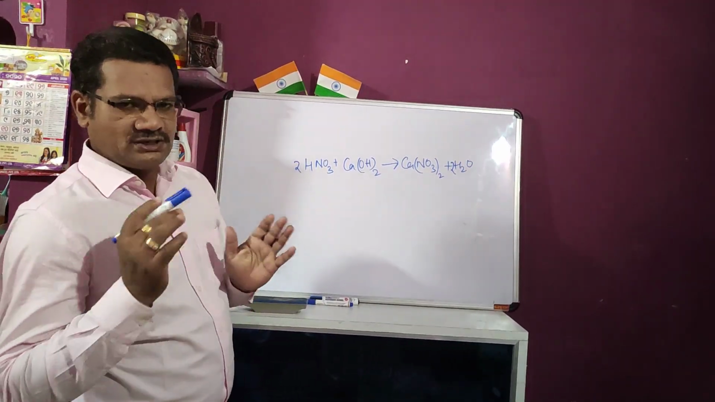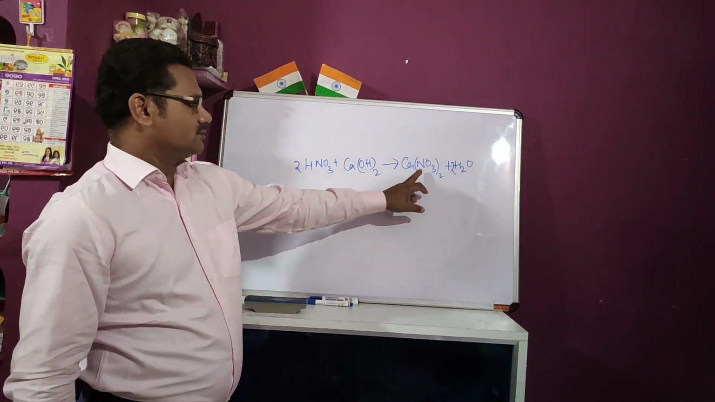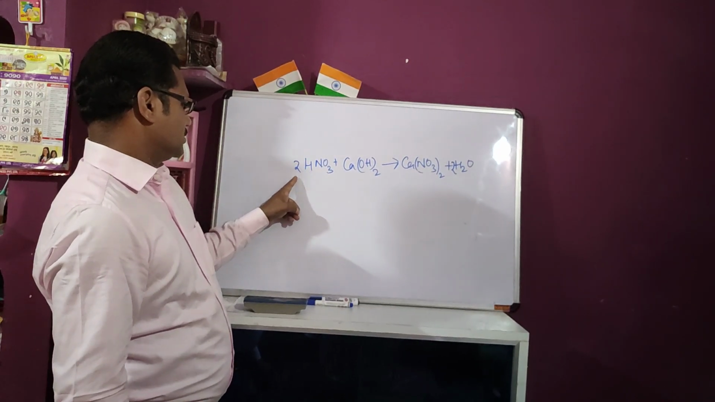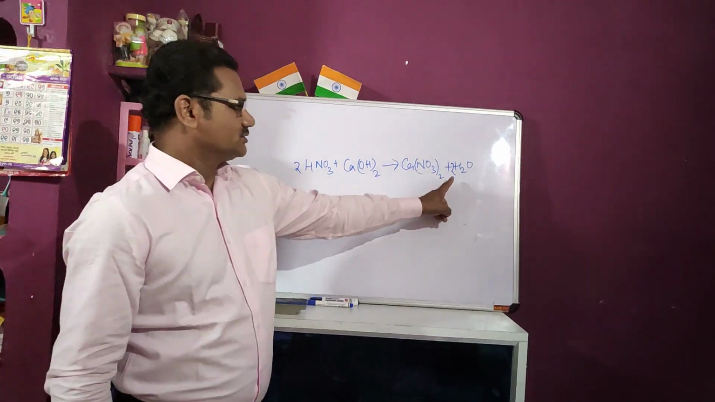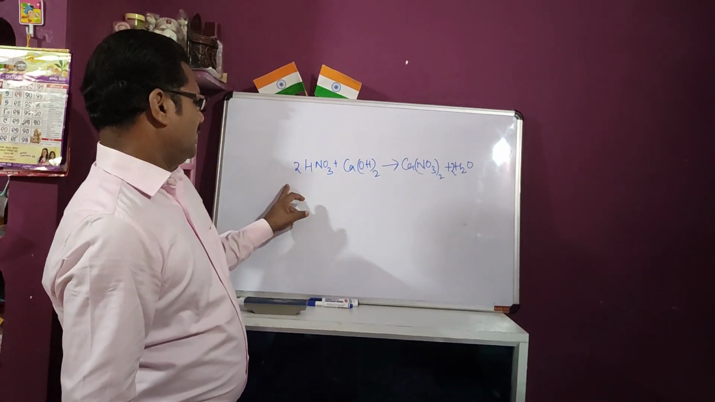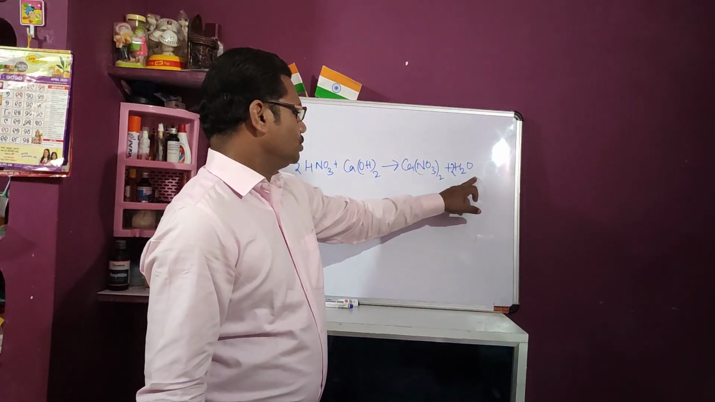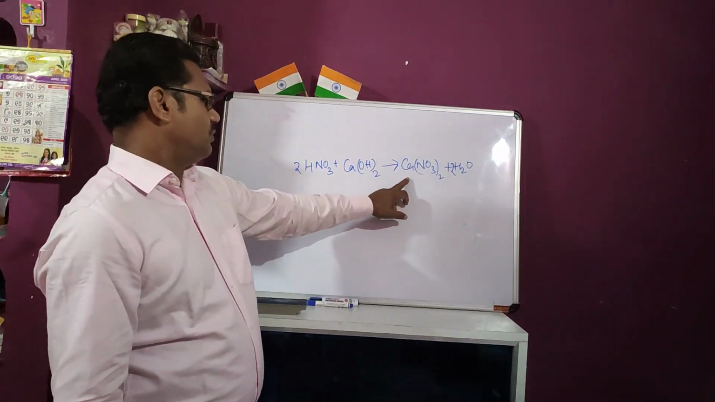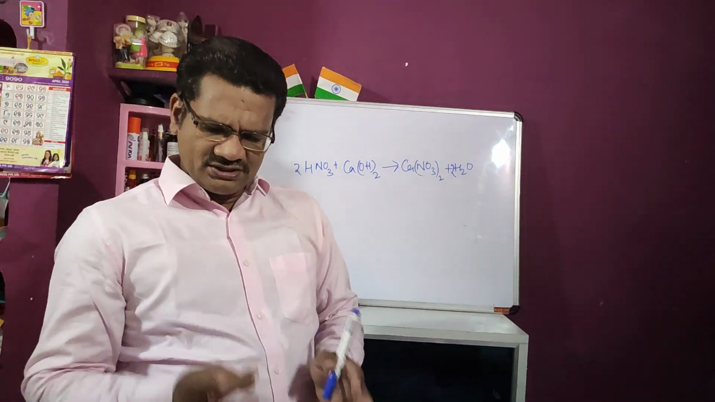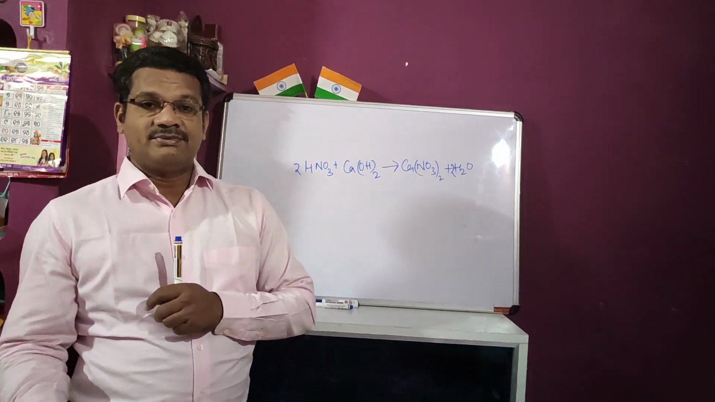Is it balanced now? Let's check. Nitrogen 2, nitrogen 2; hydrogen 2 into 2, 4, hydrogen 2 into 2, 4; oxygen 2 into 3, 6 plus 2, 8, here 2 plus 6, 8; calcium 1, 1. It is a balanced chemical equation. So in this way we can balance a chemical equation by the hit and trial method.